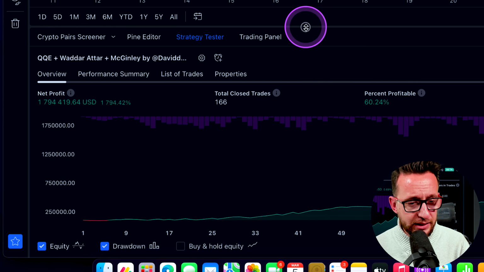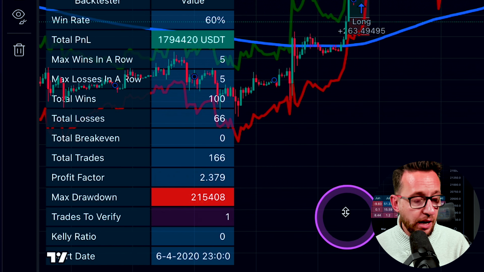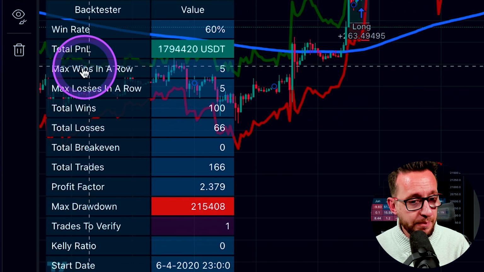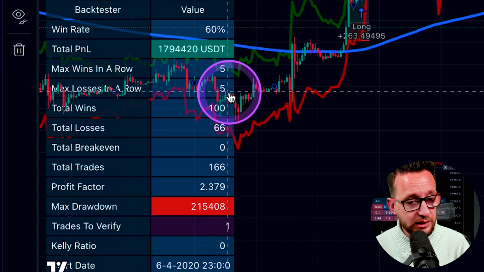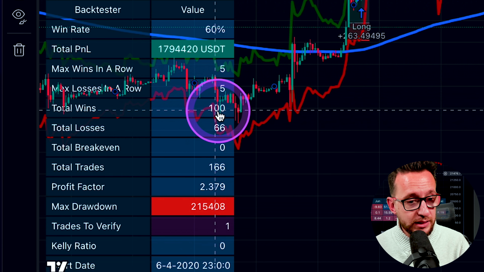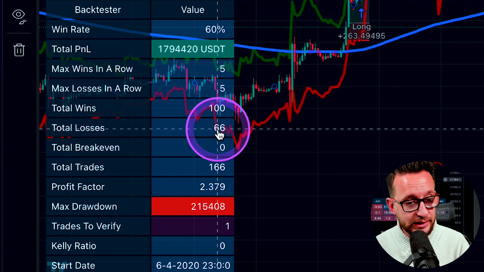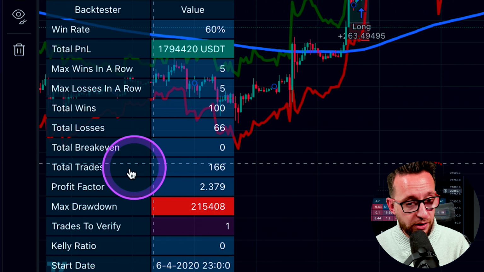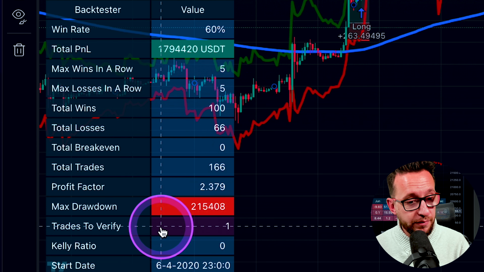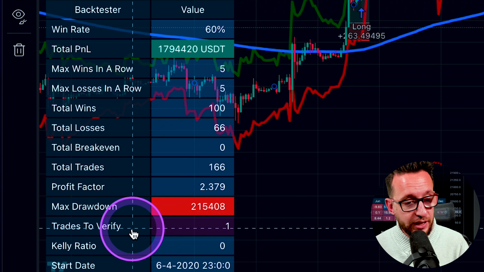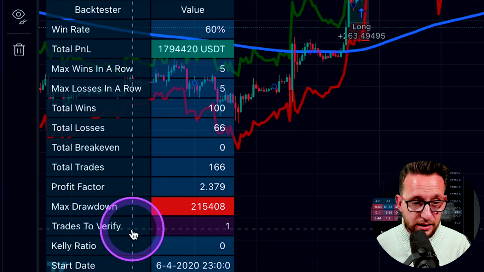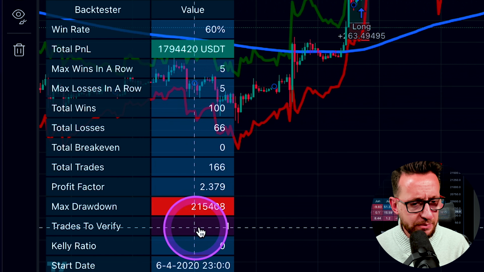Let's have a look at some of these other results over here. We had max wins in a row of 5, max losses in a row of 5. Total wins was 100, total losses was 66. Break evens 0. We have one trade that we need to go and verify, because TradingView doesn't really recognize a candle that enters and exits at the same time, so you have to go back and verify that one afterwards. Total trades, as I said earlier, was 166.